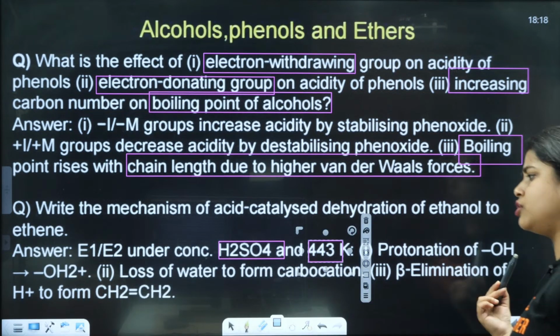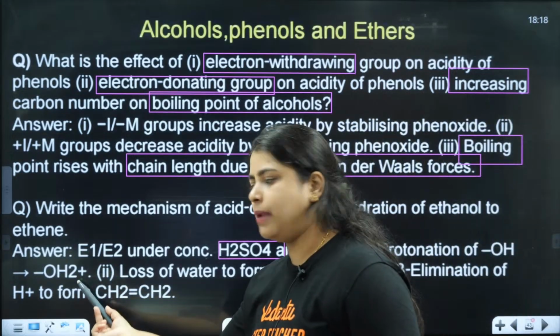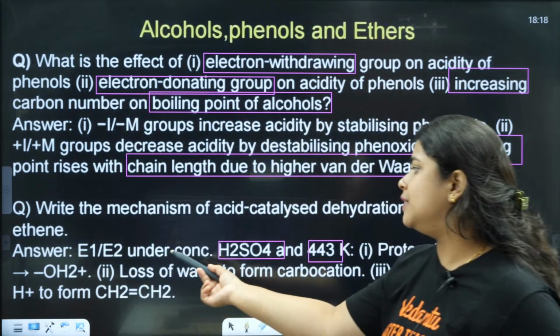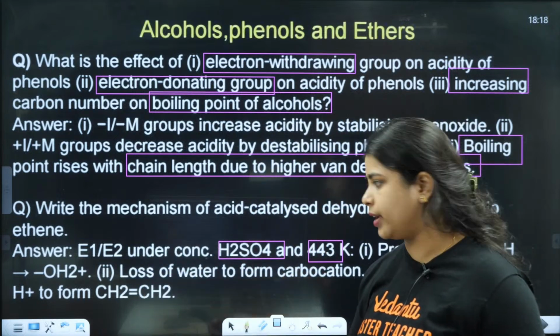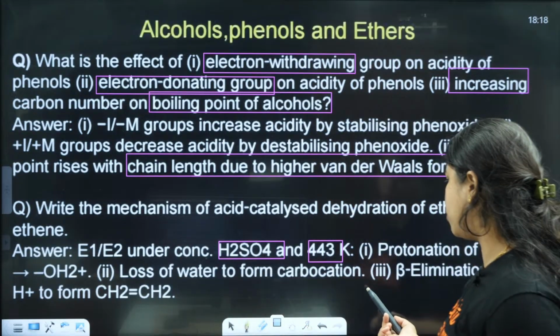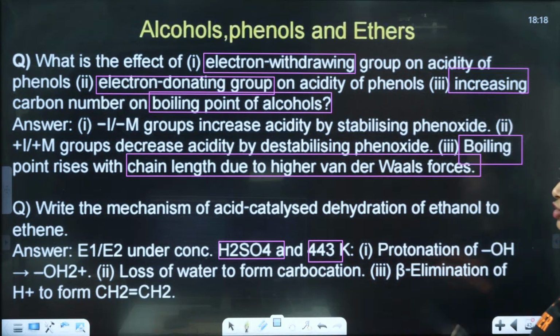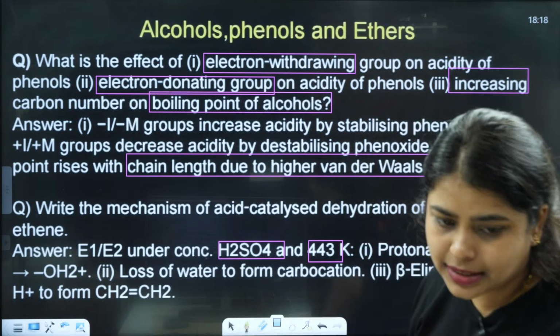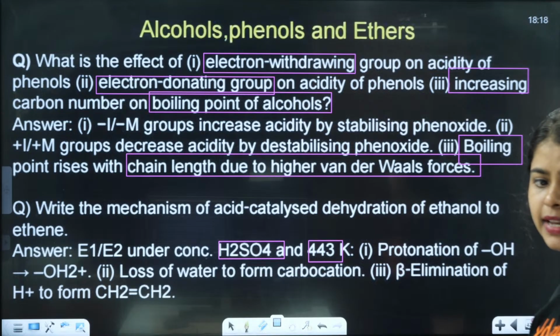that protonation of OH to OH2 plus takes place, okay? So ethanol is undergoing the concentrated acid treatment, okay? So the second step is loss of the water to form the carbocation. Then the beta elimination of the H plus is going to be forming the alkene.